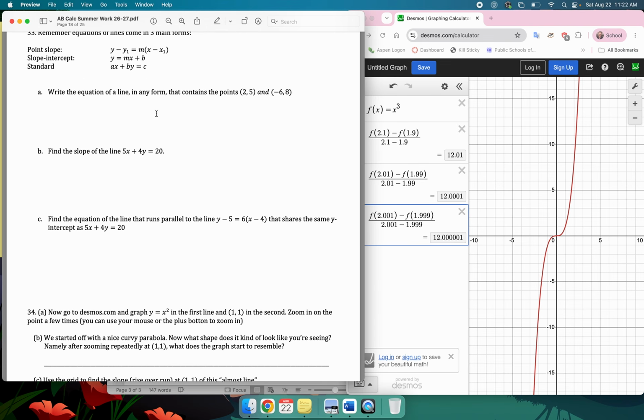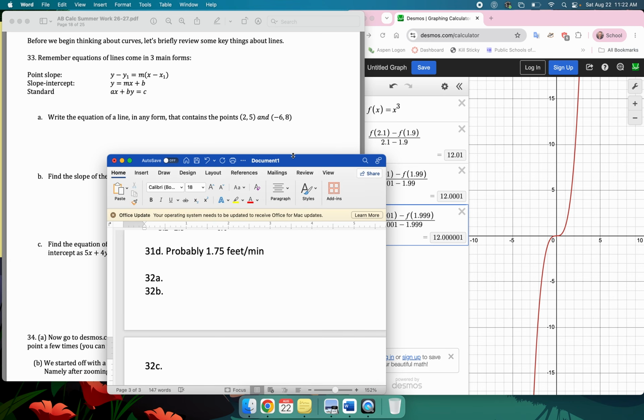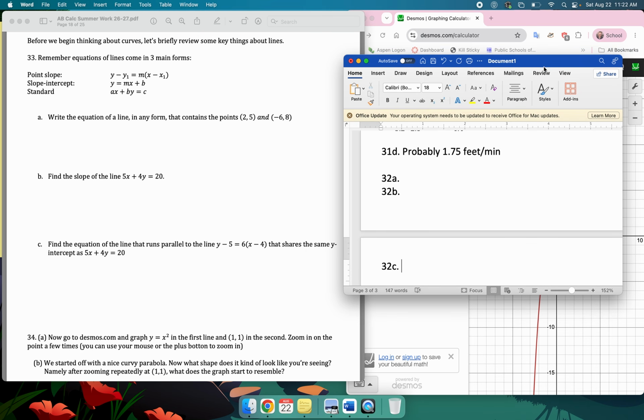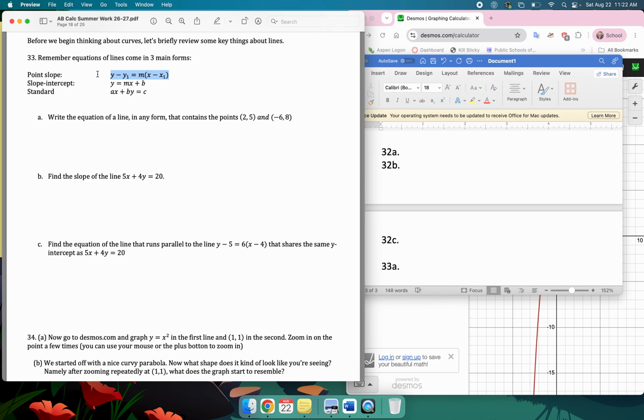Anyway, write the equation of a line in any form that contains the points (2, 5) and (-6, 8). There are lots of ways that you could do this. I think that when you're given 2 points and you want to find the equation of the line, it's easiest to write down point slope form. This guy right here. After all, for point slope form, you need 2 things.